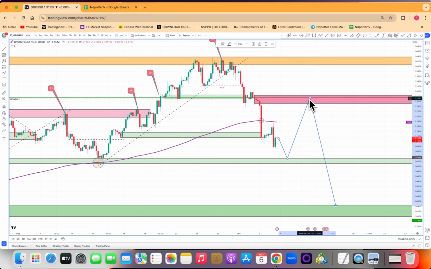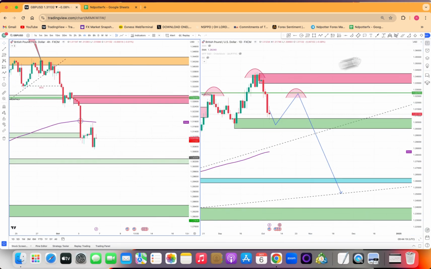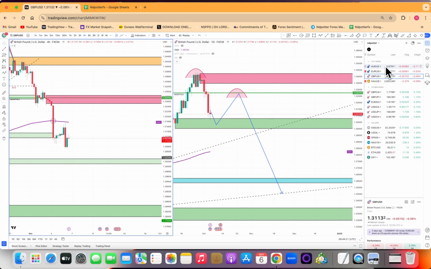This would be a very nice zone to get into the market. But if it gets to this EMA 200 and couldn't break it above, I will add to my position around here and hold the market to the downside. That's what I'm expecting from GBP USD. I'm not really going to go into a lot of trades.